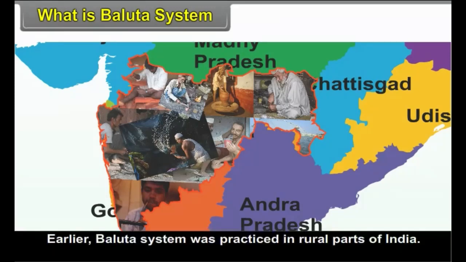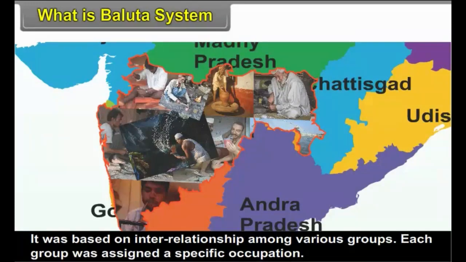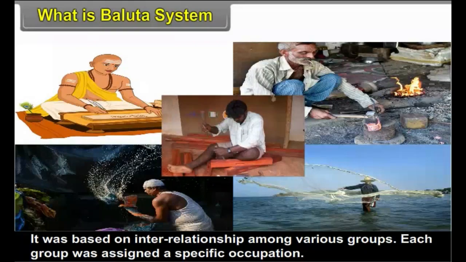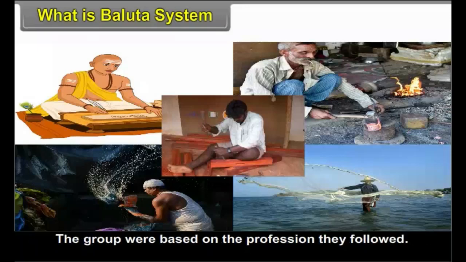3.4. What is Baluta system? Earlier, Baluta system was practiced in rural parts of India. It was based on interrelationship among various groups. Each group was assigned a specific occupation. The groups were based on the profession they followed.